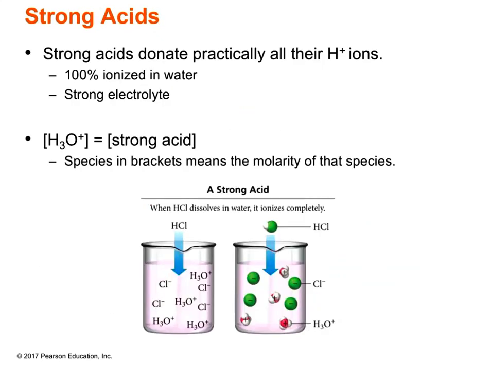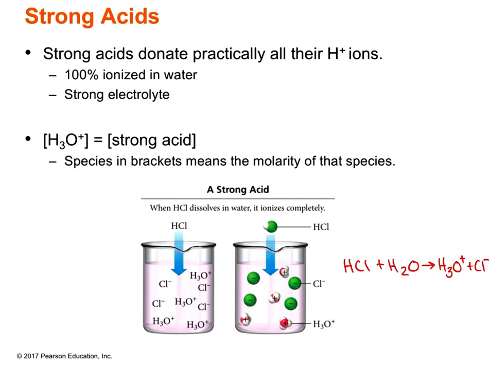So again, strong acids will donate practically all of their hydrogen ions. And the example we saw was hydrochloric acid. So what does that mean in terms of concentration? So remember that we can express concentration of something by using brackets. So down below we see that if we have a strong acid and it completely dissociates, so let's use the example of HCl again, we're going to end up with complete ionization.